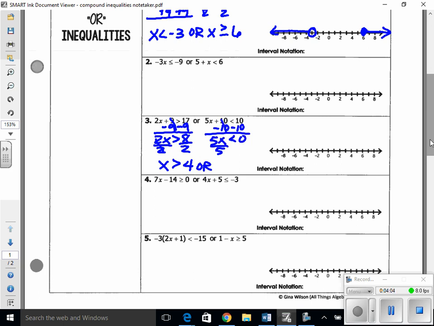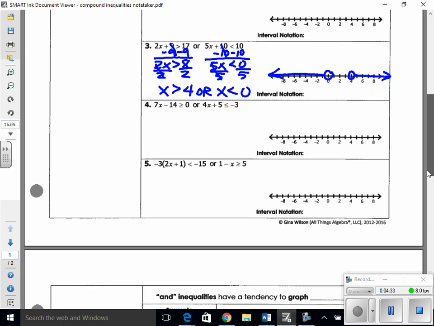We need to divide by 5. No need to flip the sign. X is less than 0. All right, so when we go and look at our graph, we need to graph x is greater than 4. So that would be an open circle on the 4, greater than goes to the right. And x is less than 0, so an open dot on 0, and less than 0 would go to the left. Notice all the graphs that I've been drawing lately for these OR problems shade in opposite directions, outside, apart, whatever word you need to help remember it for you.